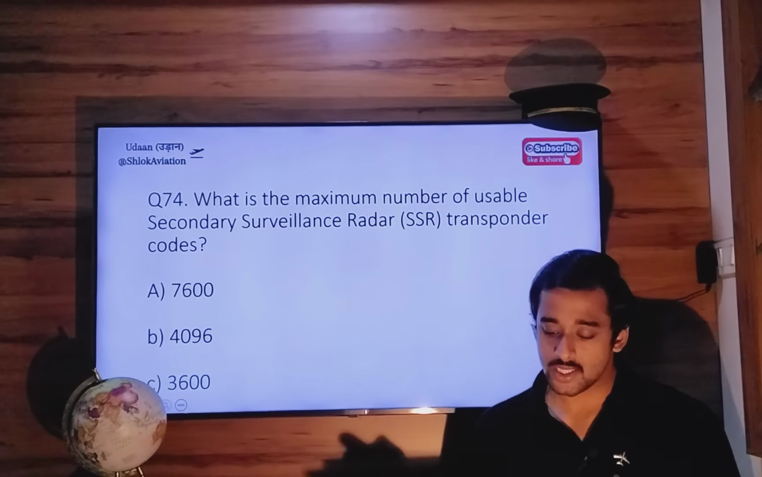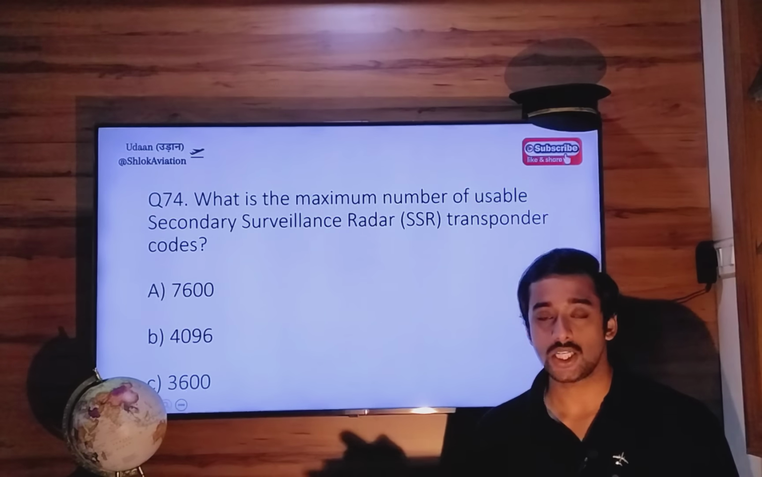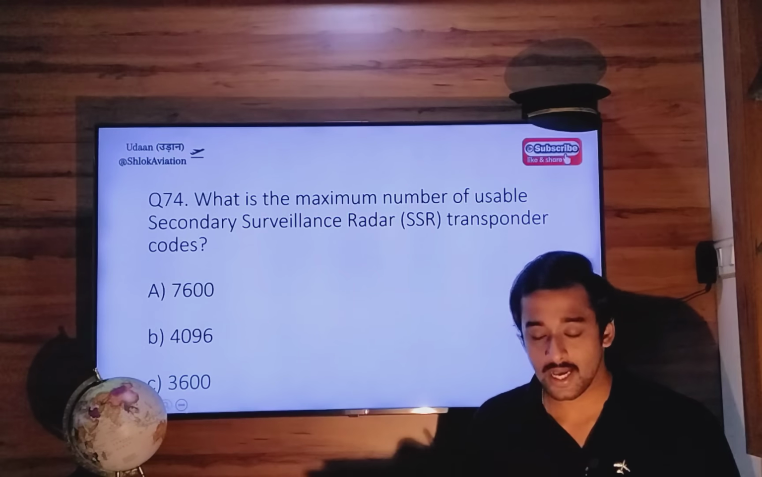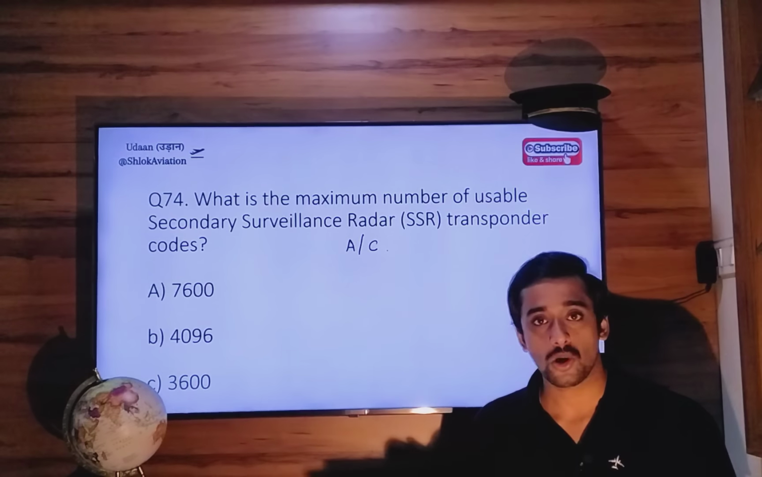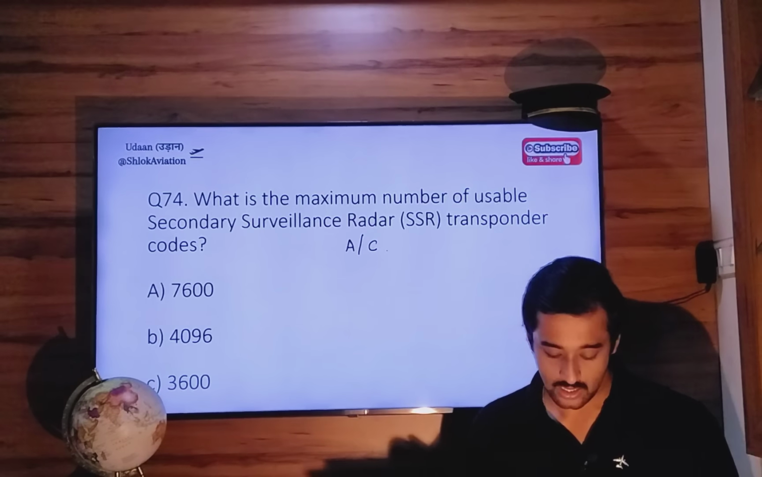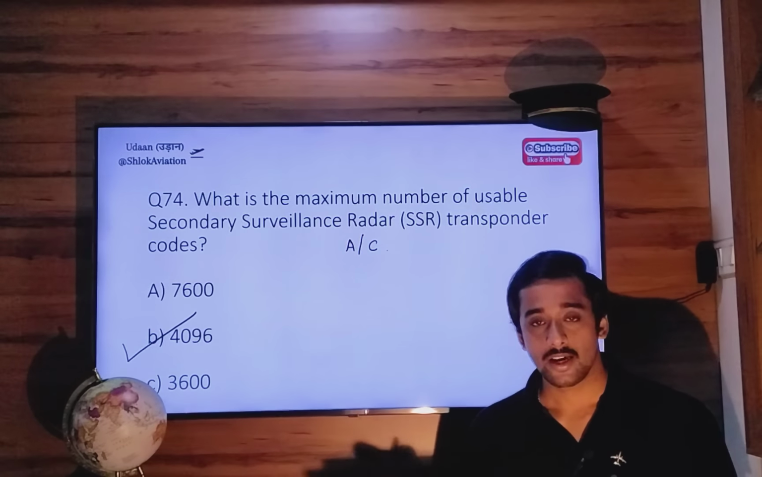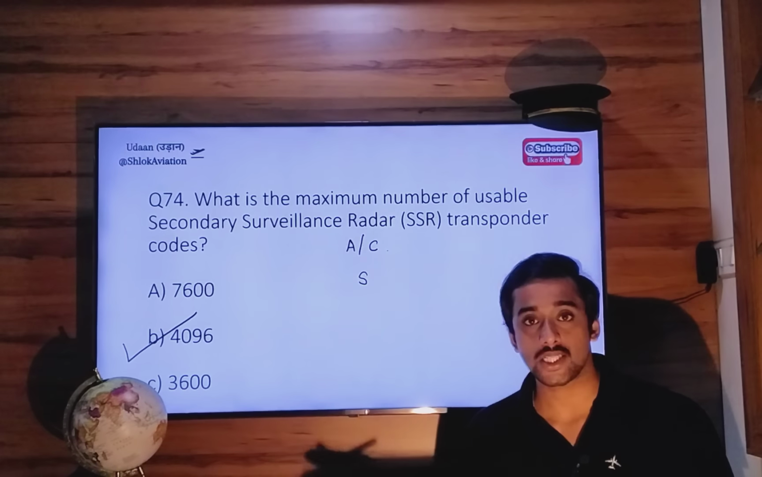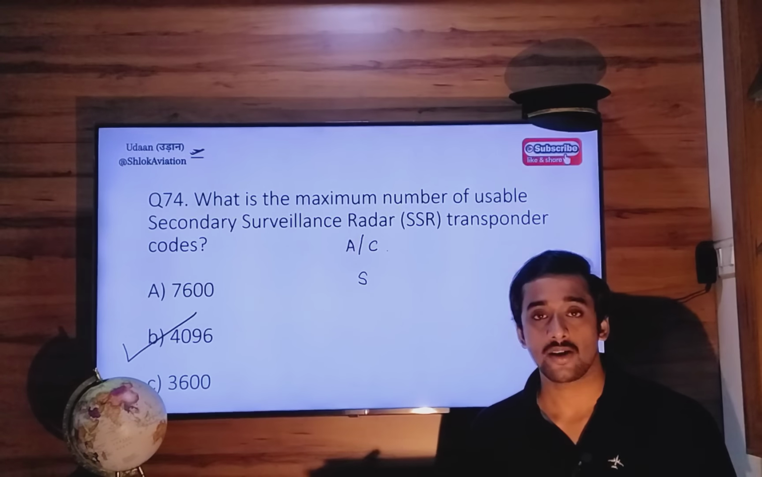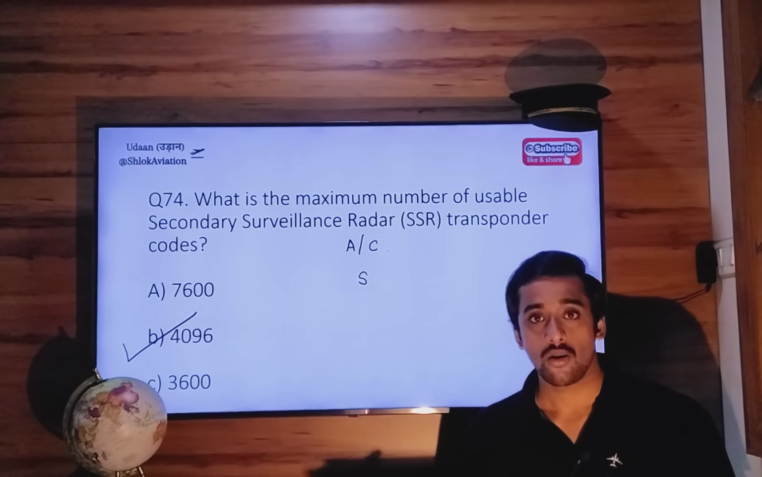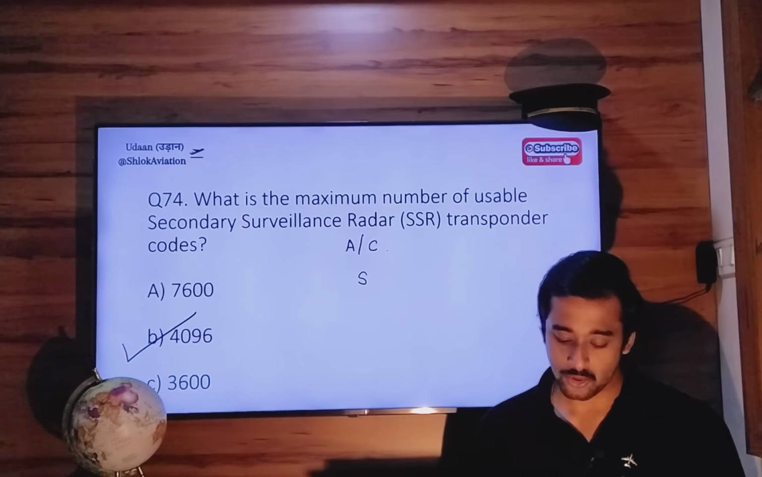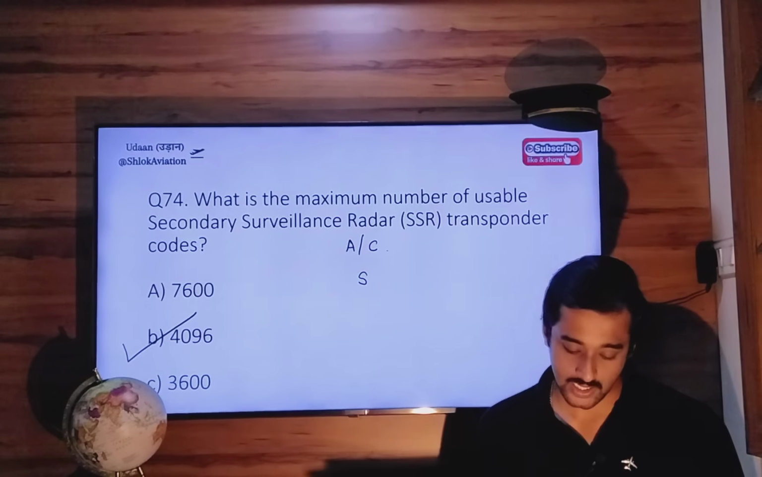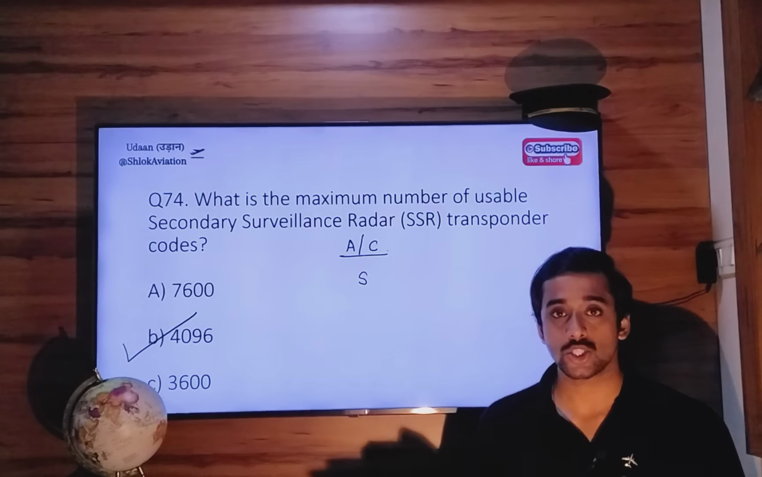Next, what is the maximum number of usable SSR transponder codes? If you are using SSR transponder modes Alpha and Charlie, the possible availability of codes is 4096. If you are using a transponder with mode S selective capability, the availability of codes is more than 1 crore. Okay, so here the most appropriate option will be 4096. They are talking about modes Alpha and Charlie.